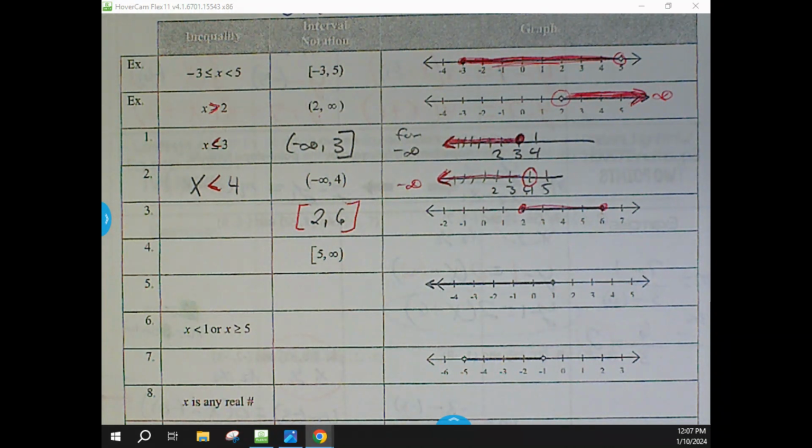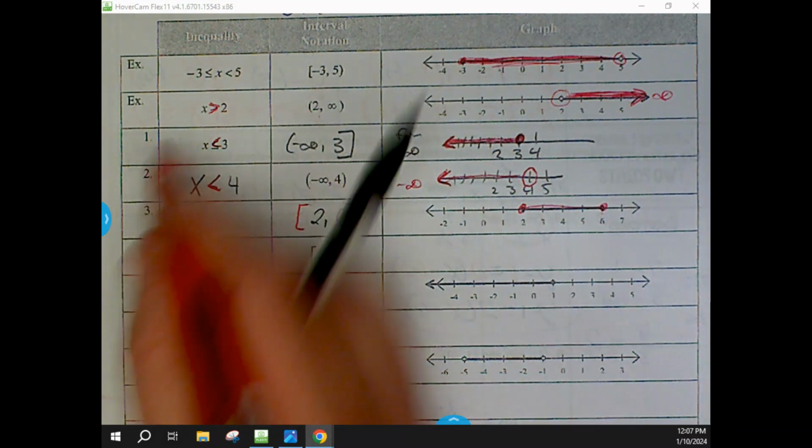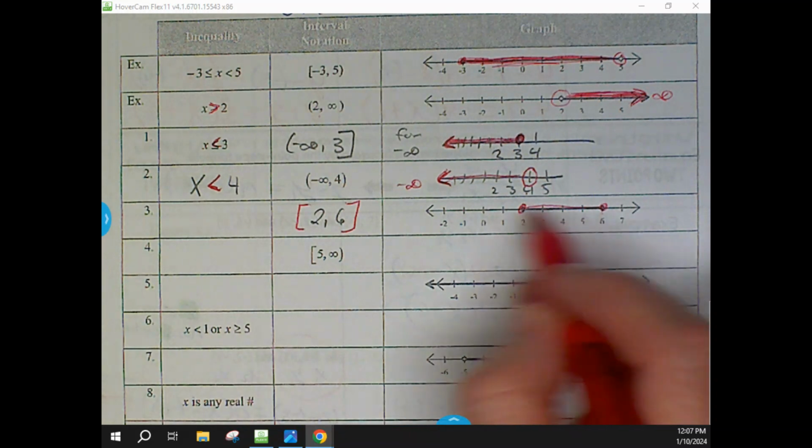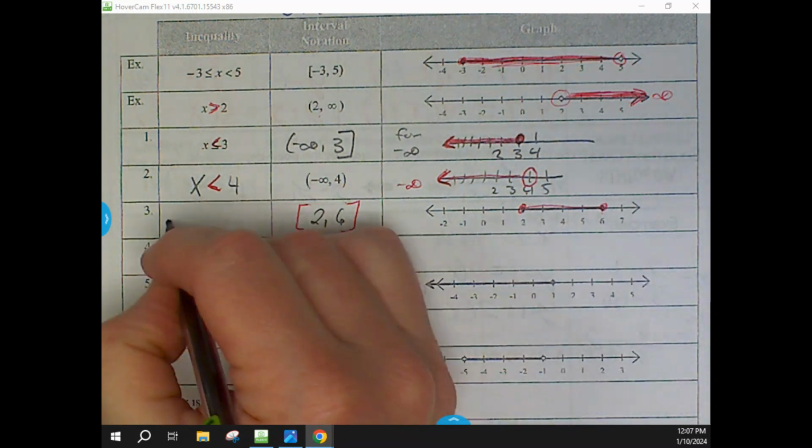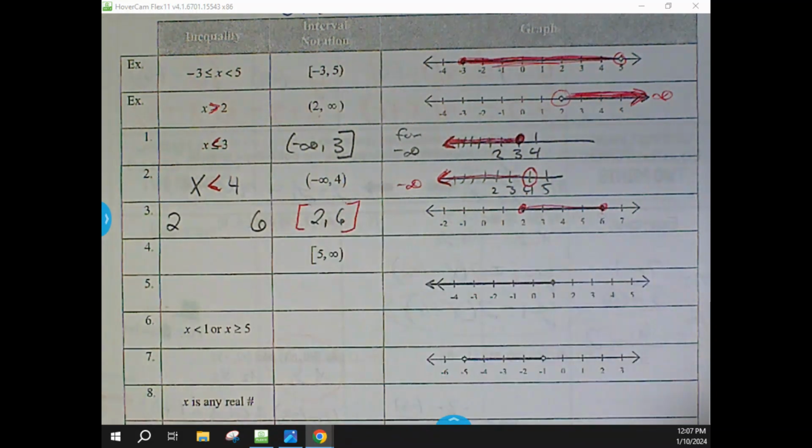And that's it. That's all you have to do for interval notation. Okay, now when asked for the inequality, here's what you're going to do. Because we need everything between 2 and 6, basically you put the 2 over here, you put the 6 over here, and you put the x in the middle.